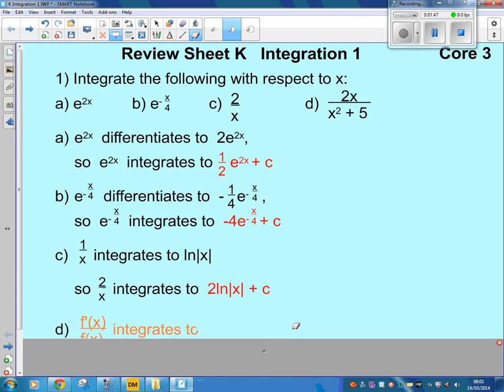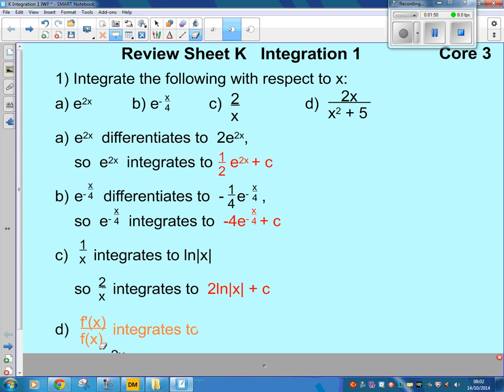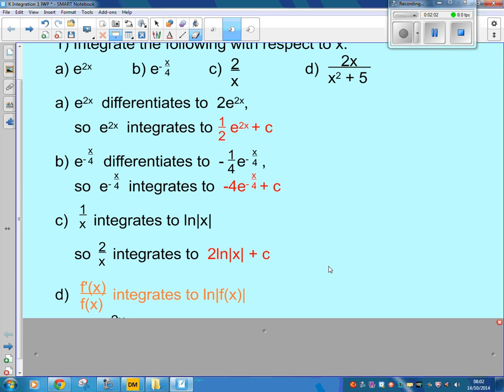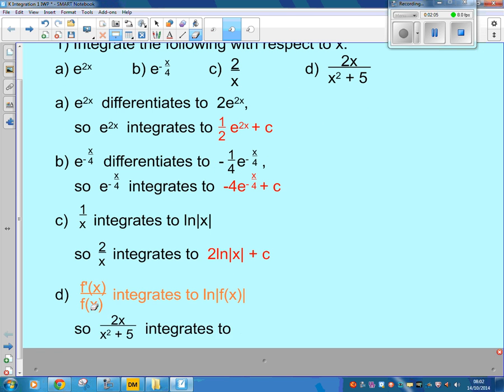For this one here, we use a very useful rule to remember, which is that if you integrate f dash of x over f of x, it integrates to ln of the modulus of f of x. What you look for is something where when you differentiate the denominator, the f of x, you get the numerator, the f dash of x. Now that happens here. If you differentiate x squared plus 5, you get 2x. So if f of x is x squared plus 5, f dash of x is 2x. So it will integrate to the ln of the denominator, ln of x squared plus 5 plus c.